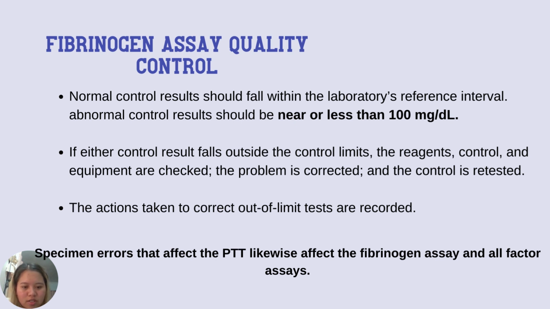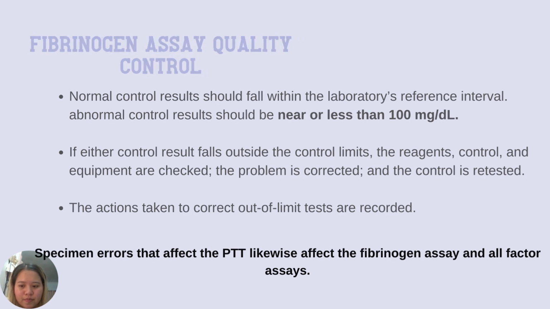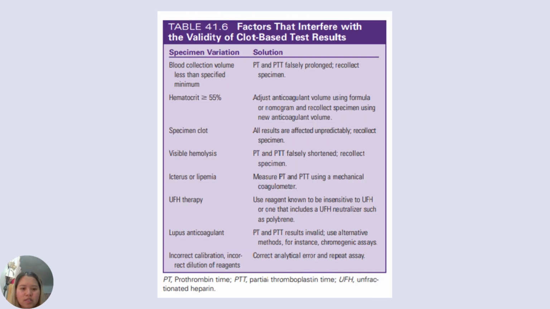Specimen errors that affect the PTT likewise affect the fibrinogen assays and all factor assays. So in this table, these are the factors that interfere with the validity of clot-based test results. Specimen variation: blood collection volume less than the specified minimum. PT and PTT are falsely prolonged.